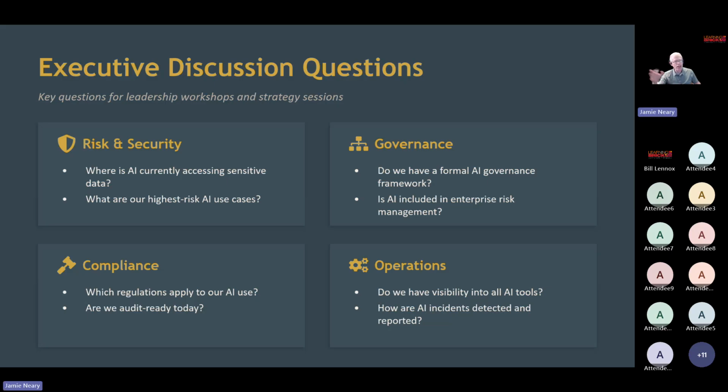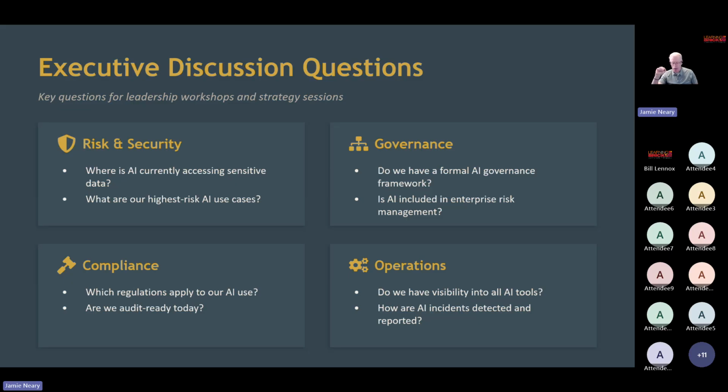Are we audit ready today? That is a dangerous question, because most organizations, if they give an honest answer, probably the answer is no. So we need to make sure that that's going to be changed to a yes in a very short time frame without cutting corners. And then finally, from an ops standpoint, do we have visibility into all AI tools?